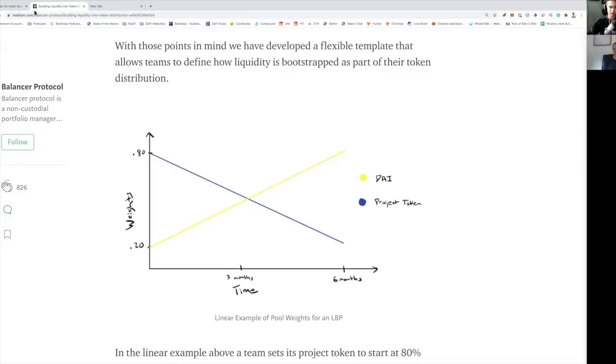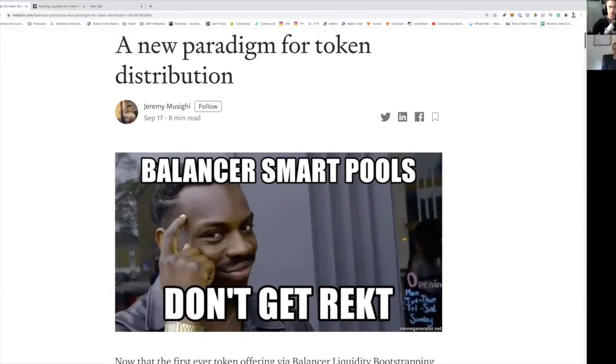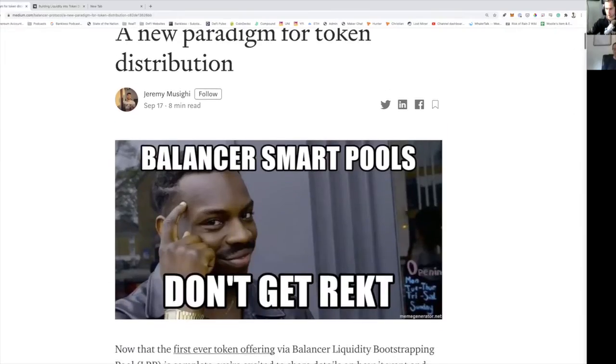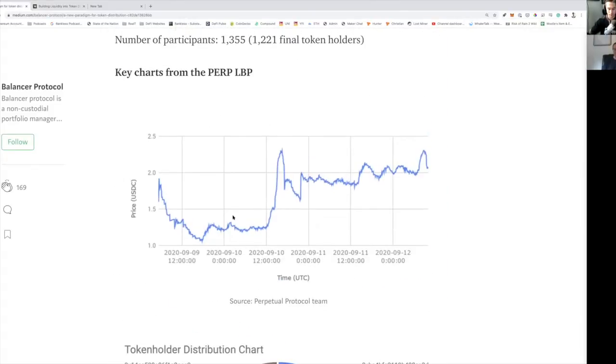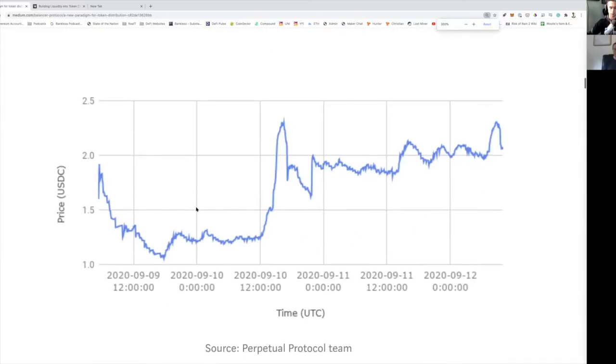And so we actually saw this in the perp token distribution, which is what we're talking about. Let's look at some of the data here. This is the actual price graph of the perp token over time. This is totally unlike what you would see from a token distribution event in Uniswap, right? This is not at all what the chart looks like for the UMA token when they did their Uniswap distribution. It's not what the graph looks like for the comp token. It looks really fair, right?